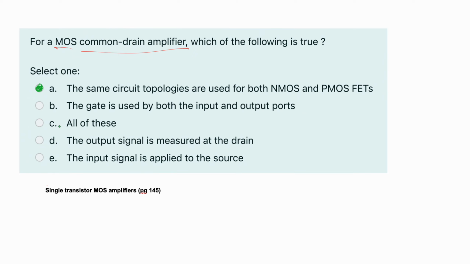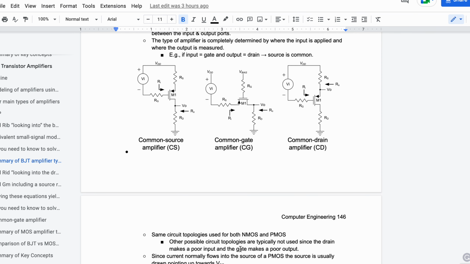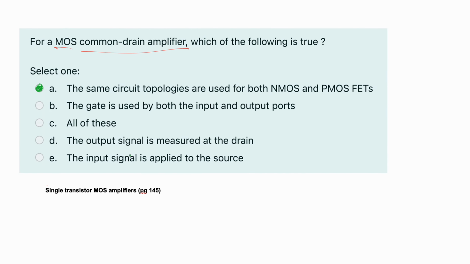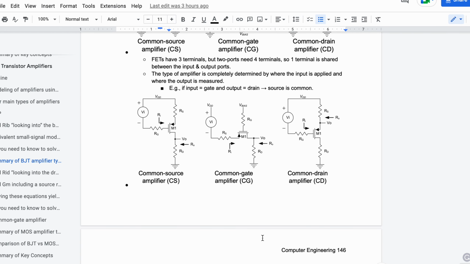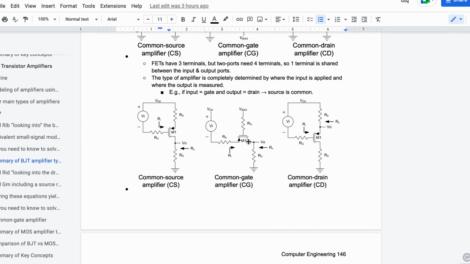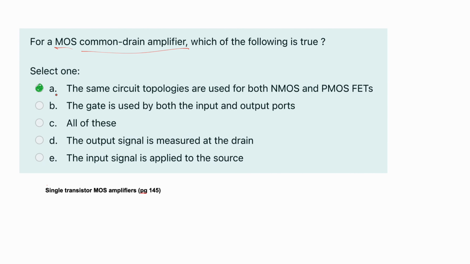Next, we have the gate is used by both the input and output ports. And if we look at here, we can see that the gate makes a poor output. So at the same spot we had here, the gate is used by both input and output ports would be false because it makes a poor output. So similarly here, we don't measure the output at the gate. The type of amplifier is completely determined by where the input is applied and where the output is measured, which is going to factor into these next ones as well. So it's not all of the above either because it's not this one.